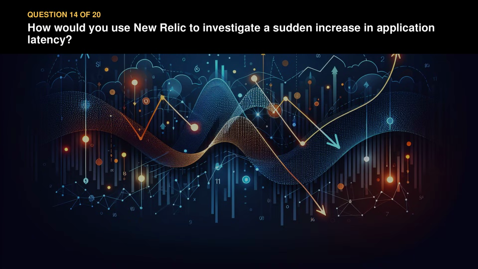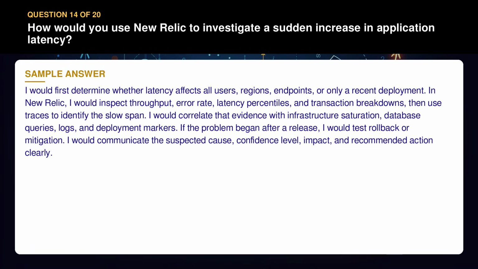Question 14. How would you use New Relic to investigate a sudden increase in application latency? I would first determine whether latency affects all users, regions, endpoints, or only a recent deployment. In New Relic, I would inspect throughput, error rate, latency percentiles, and transaction breakdowns, then use traces to identify the slow span. I would correlate that evidence with infrastructure saturation, database queries, logs, and deployment markers.